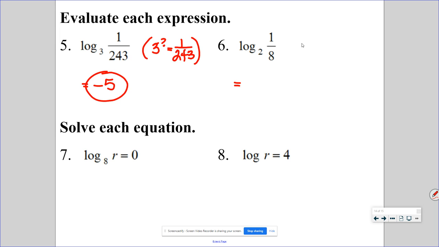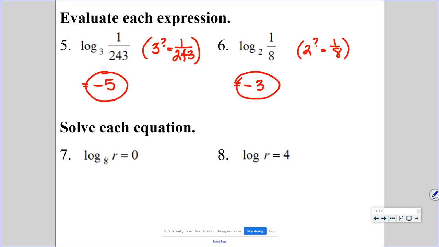Log base 2 of 1/8. This means 2 to what power is equal to 1 over 8? Same thing as over here. It's got to be a negative because it turned into a fraction. And 2 to what power is 8? I believe 2 to the 3rd power is 8.